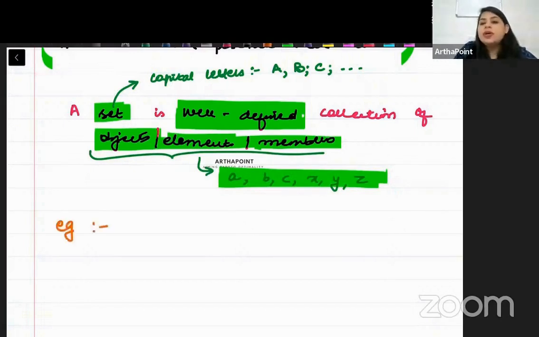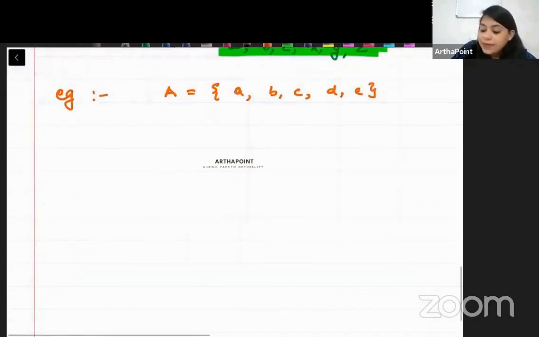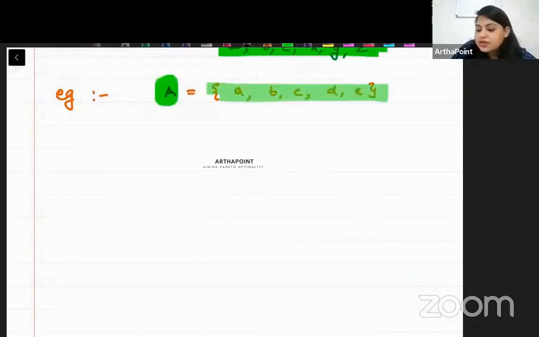Suppose I tell you, let me make a set of the first 5 alphabets. So you can tell me that my set name is set A, and this set A consists of A, B, C, D, and E. First 5 alphabets. तो ध्यान से समझो. Capital represents the set, and elements are represented by the small. I hope this is clear.